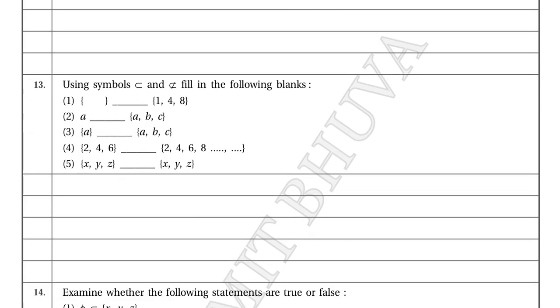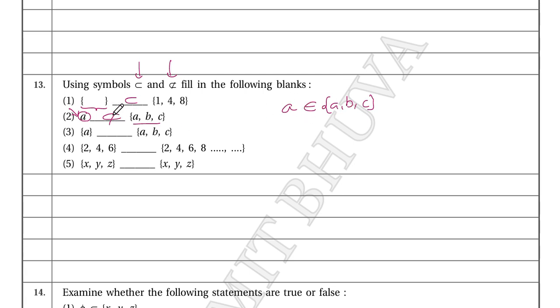Look at the next question. Now we have to fill the symbol, subset or does not subset. Okay. So the first one, this is nothing but empty set. Like this is written, that means empty set. So empty set is always a subset of any set. Then second, if you look at the second question, here only A is written. So A means this is an element. So an element is never a subset of any set. Between element and set, the belongs to symbol will come. Okay. So this is not a subset.